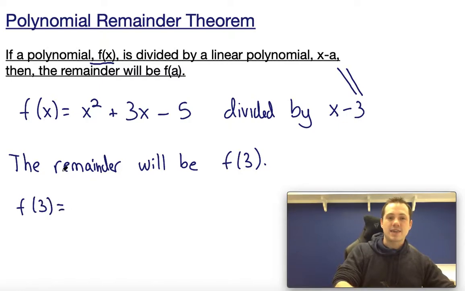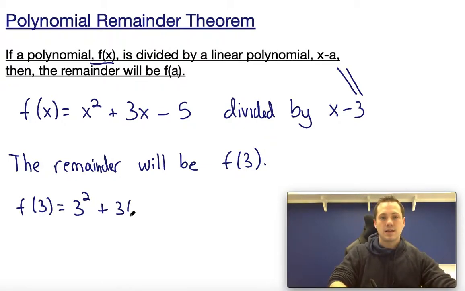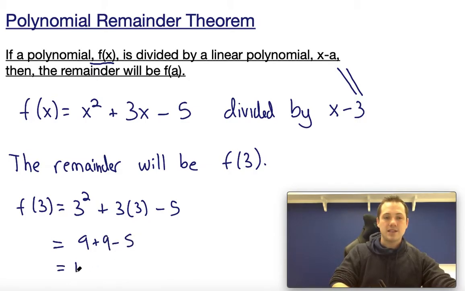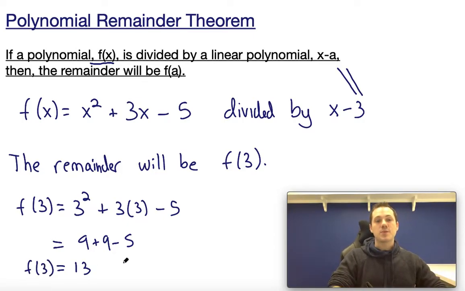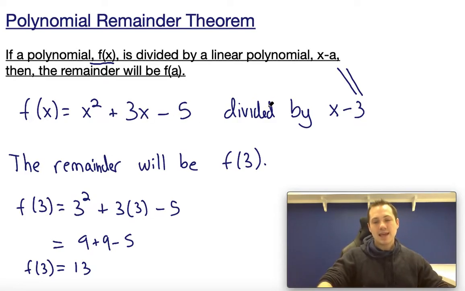So I'm just going to take 3 and I'm going to plug it in for x. So f of 3 is going to be 3 squared plus 3 times 3 minus 5. So that's going to be 9 plus 9 minus 5. So that's going to give us 13. So this is f of 3, and this is going to be the remainder when x squared plus 3x minus 5 is divided by x minus 3.